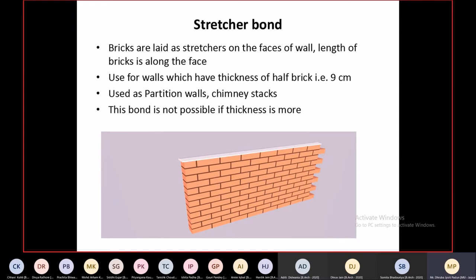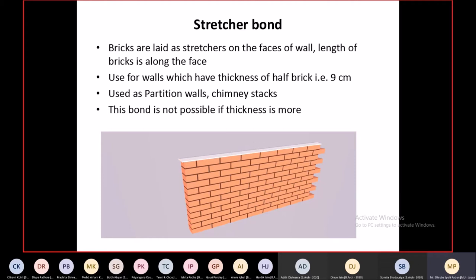What half thickness brick and full thickness brick mean is, if you orient this particular brick in this way so that the thickness of the wall is equal to the thickness of this particular brick, right? Then that becomes a half brick wall. But if you orient this brick in that way so that the full length of the brick is used as the thickness of the wall, then that wall becomes a full brick wall.